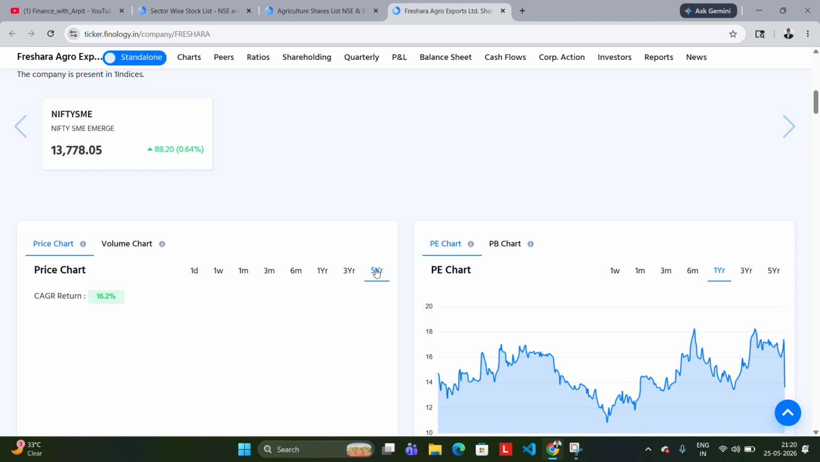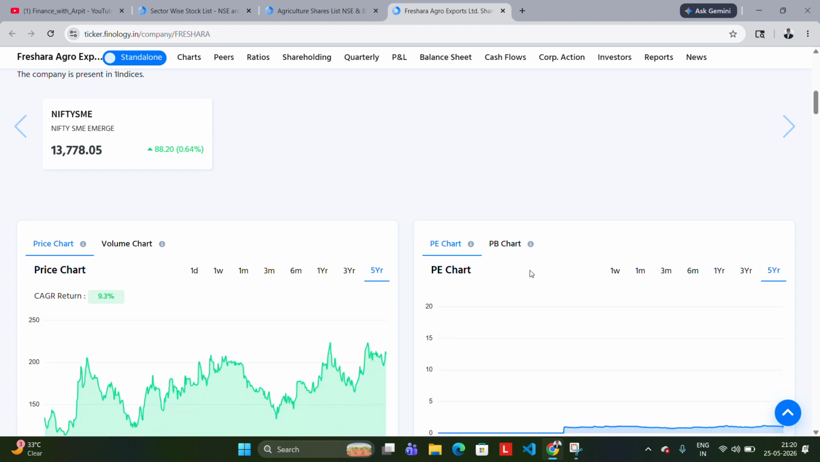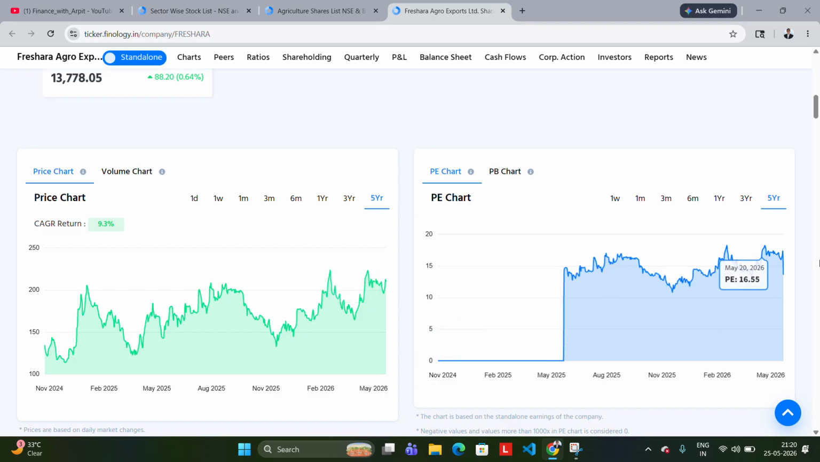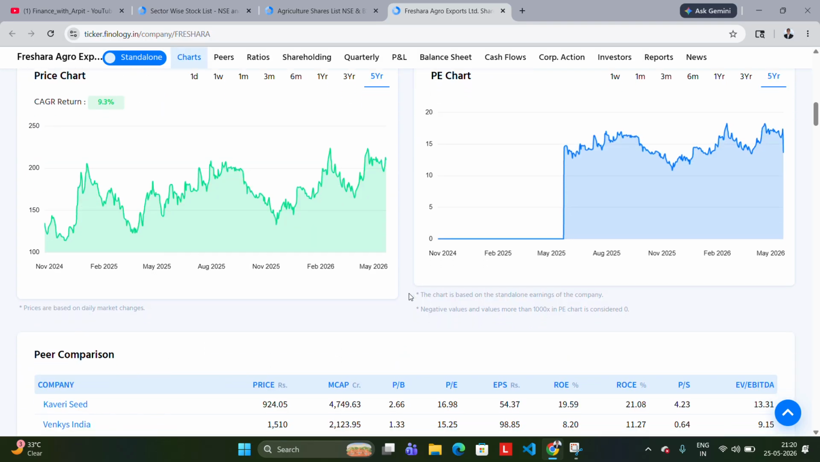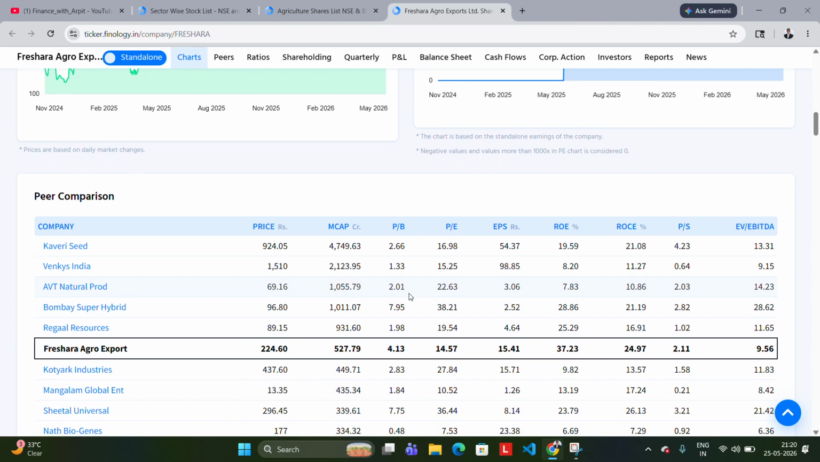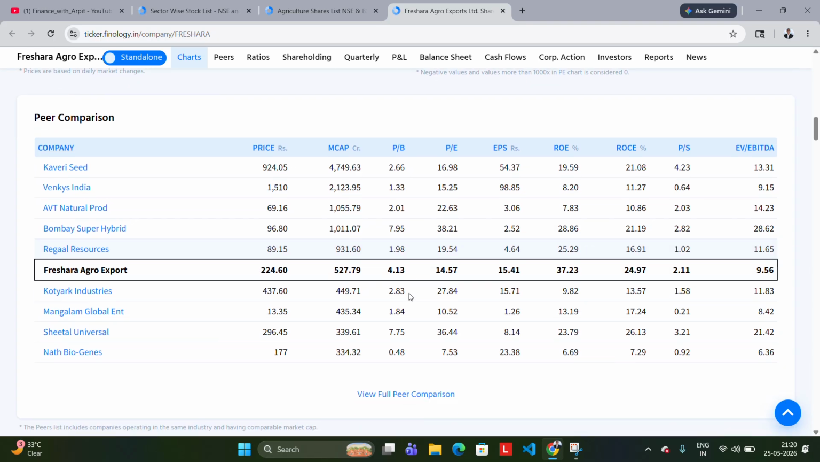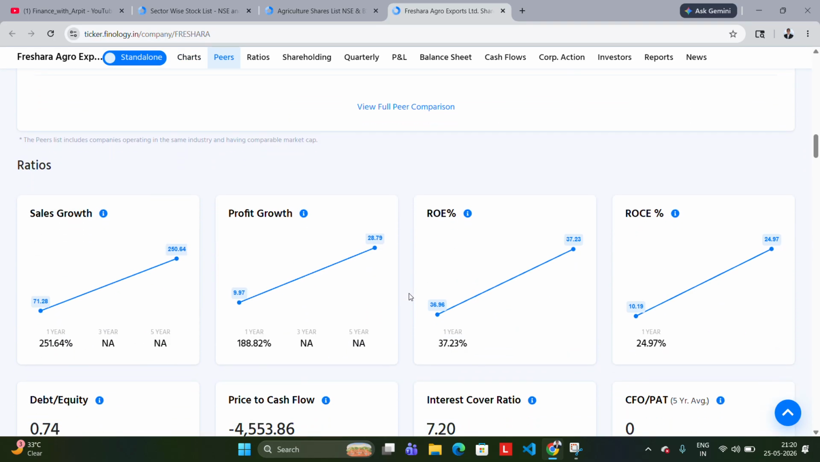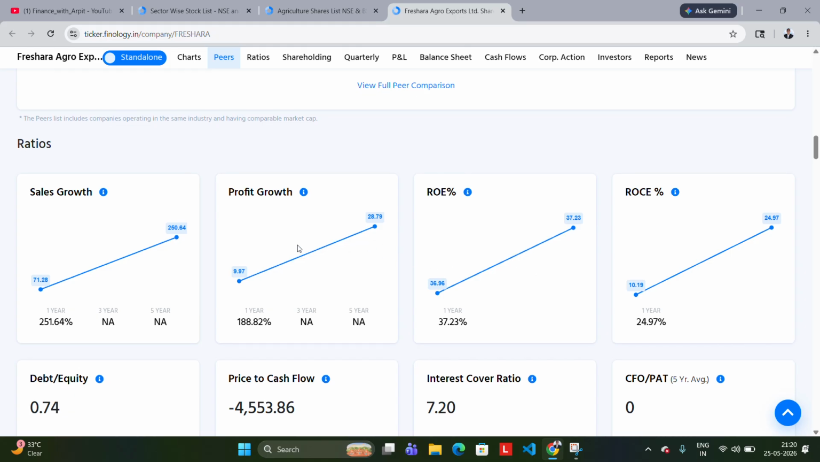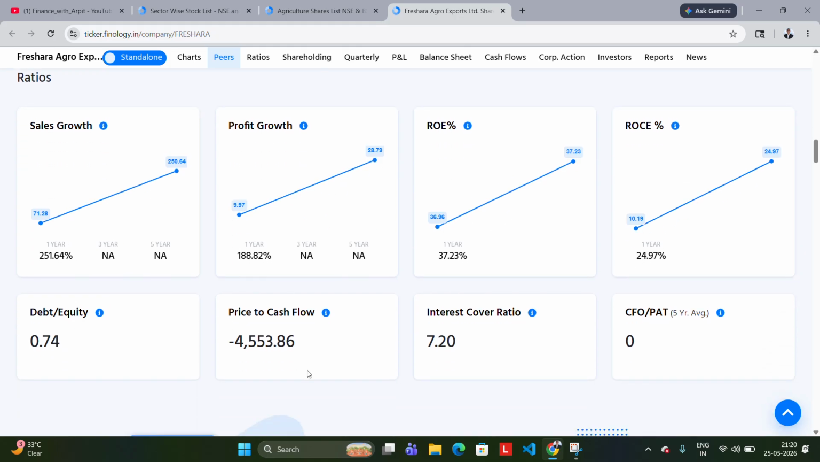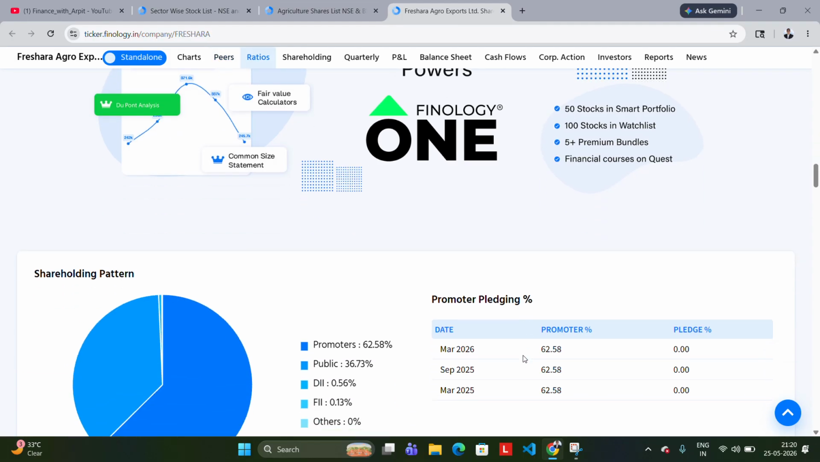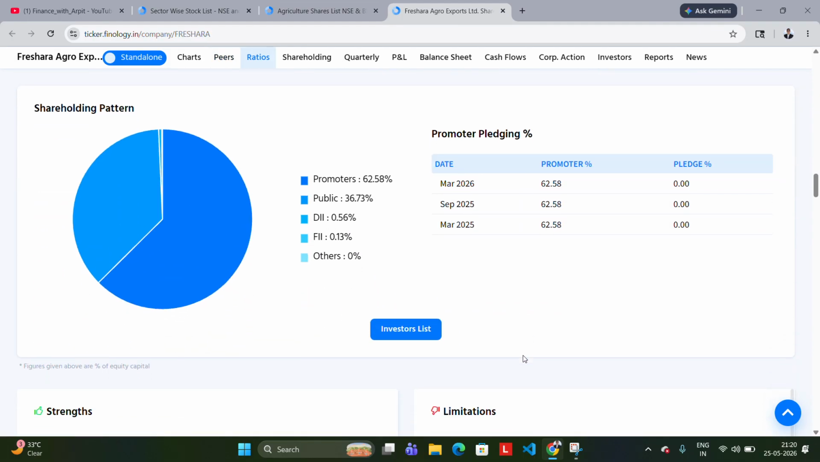So we can see the 5-year chart so that we can come to know the PE ratio. Its PE ratio is higher than its price, which means it is slightly overvalued than it should be. It is the first case, not the final result. This is ROE, this is ROCE, profit growth. Price to cash flow is negative and debt to equity is very high. So yes, we should not buy it.